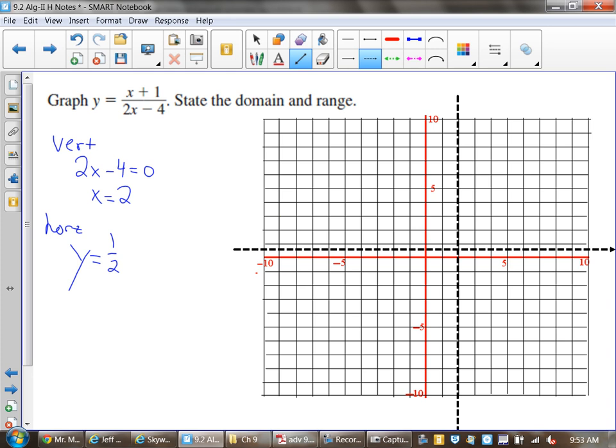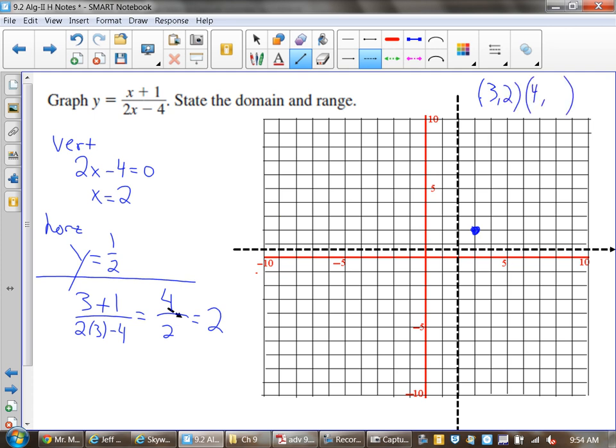I have to figure out what quadrants I'm going to wind up being in just by picking the two numbers on either side. The next number to the right is going to be 3. So if I substitute in 3 for x, I have 3 plus 1 over 2 times 3 minus 4. Well, that's 4 over 2, otherwise known as 2. So my first ordered pair is at (3, 2).